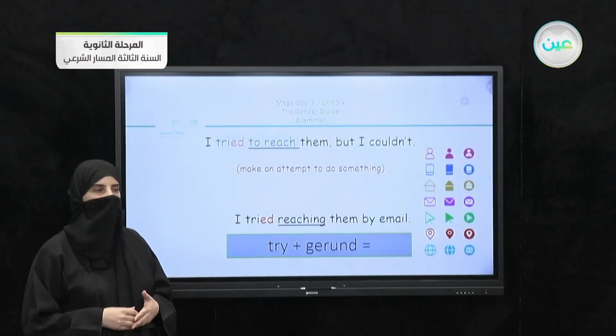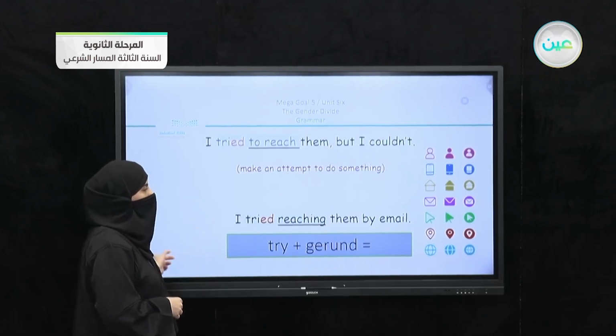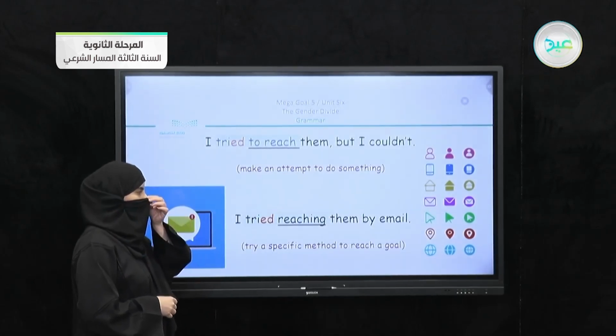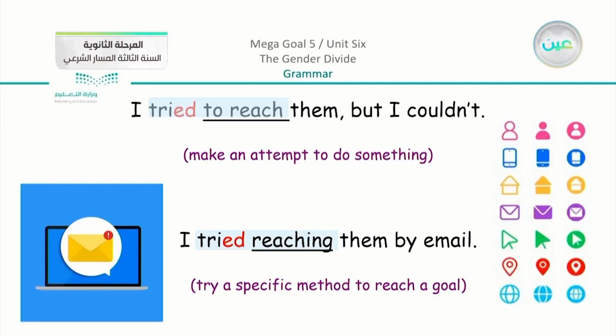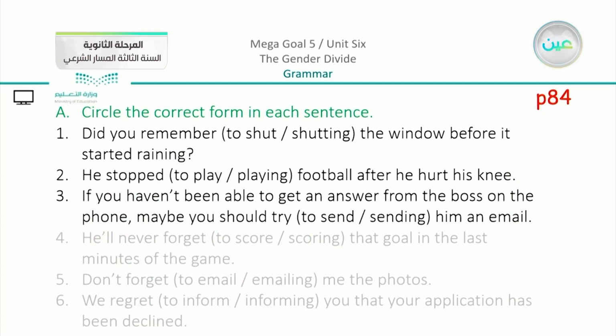When I use the other example, I tried reaching them by email. Here, using try with the gerund, I try a specific method to reach a goal. So the first time I tried different ways, but when I use the gerund here, I am making it specific. So I tried reaching them by email. Now you can see that we have used the 5 verbs with both the infinitive and the gerund in different examples.